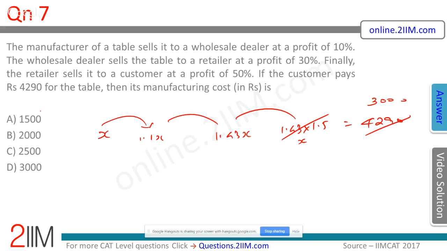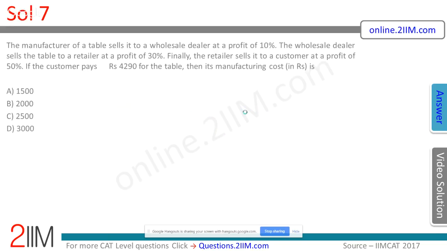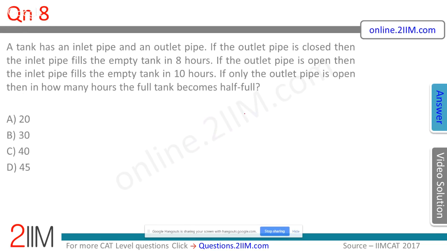1.5x is 3000, or x is 2000. Done. I know that 11 into 13 is 143.